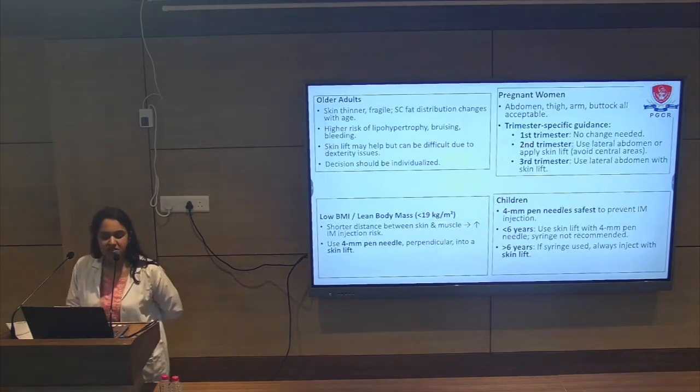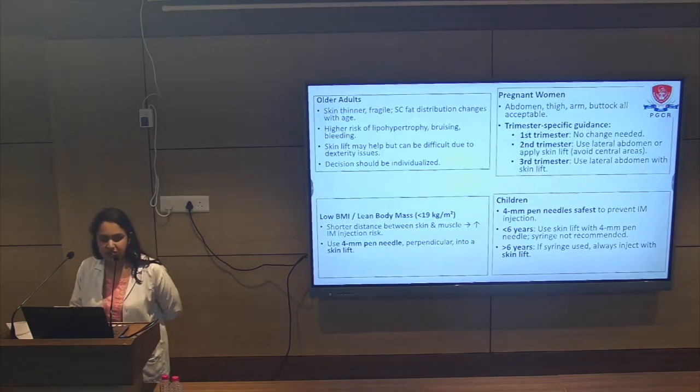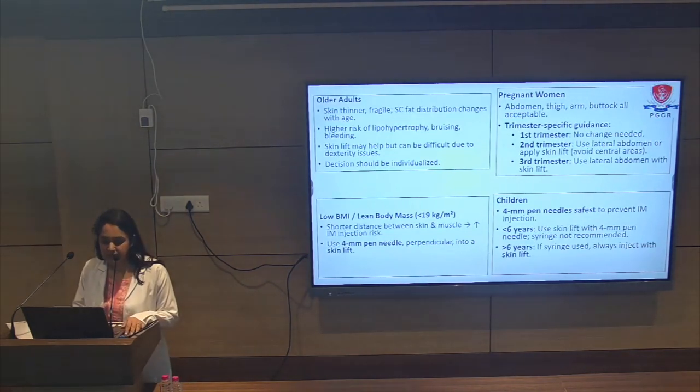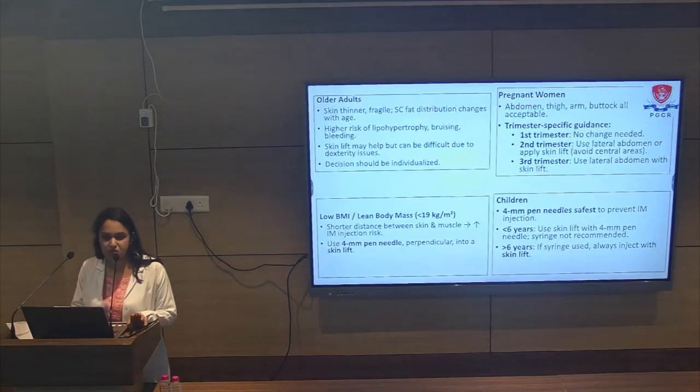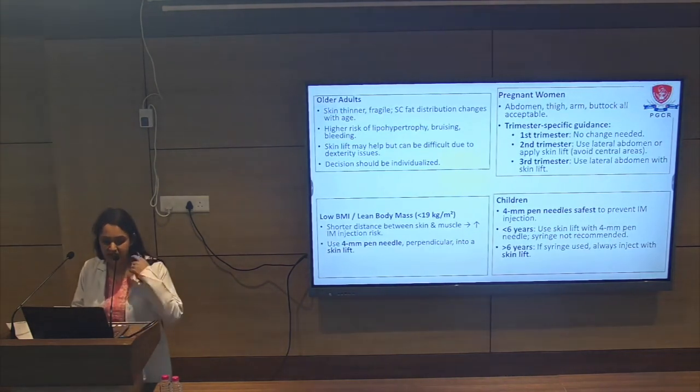Now in older adults, the skin is thinner and fragile, and subcutaneous fat distribution changes with age. There is a higher risk of lipohypertrophy, bruising and bleeding. Skin lift may help but can be difficult due to dexterity issues. So the decision should always be individualized. In pregnant women, during the first trimester, there are no significant changes. In the second trimester, usually you should use the lateral abdomen and apply the skin lift. And in the third trimester, you should use the lateral abdomen with skin lift and avoid the central areas.